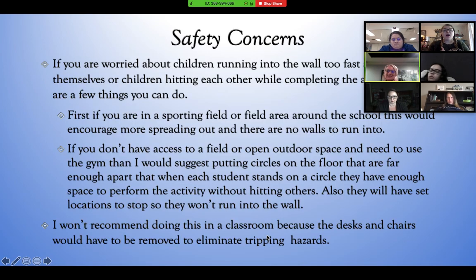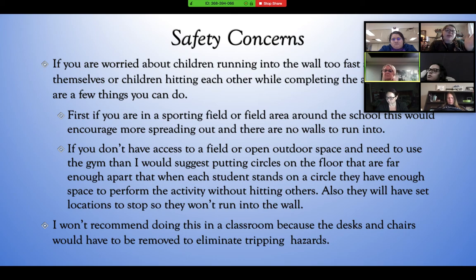For safety concerns, I'd be most worried about kids running into the walls too fast and hurting themselves, and children hitting each other while they're doing the movements. So first off, the first thing I think you should do is hold it in a field or an open area or like a sporting field that you have at your school. And this just encourages them to spread out more because it's more of an open space. So kids just normally spread out more in my experience in open spaces. And then there's also no walls to run into, and so that eliminates that.